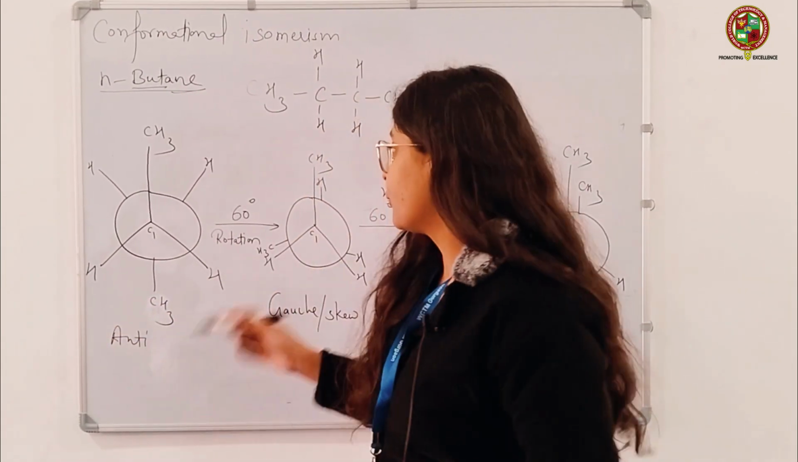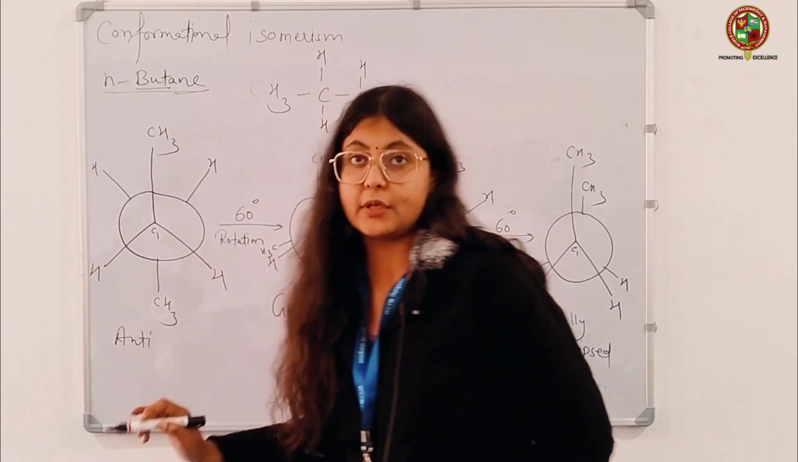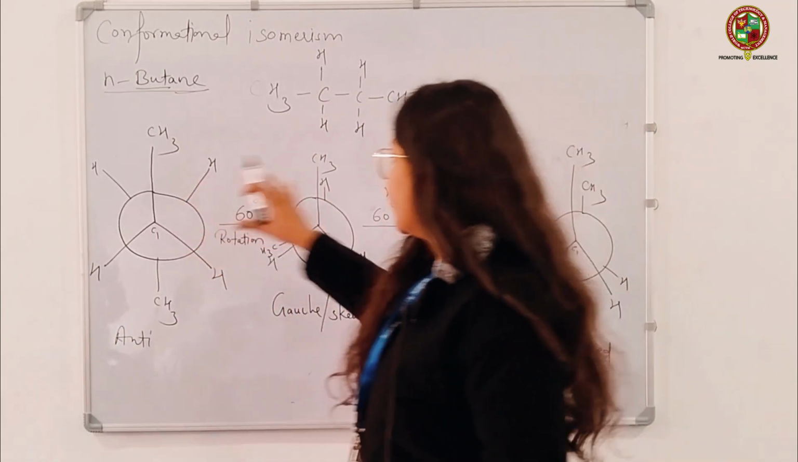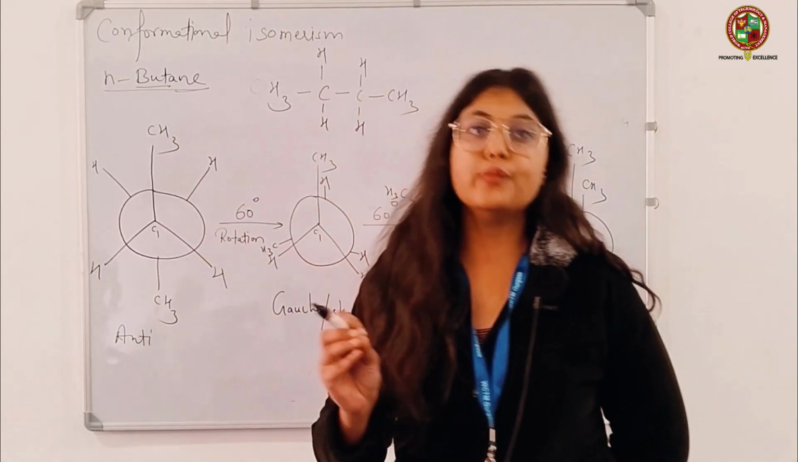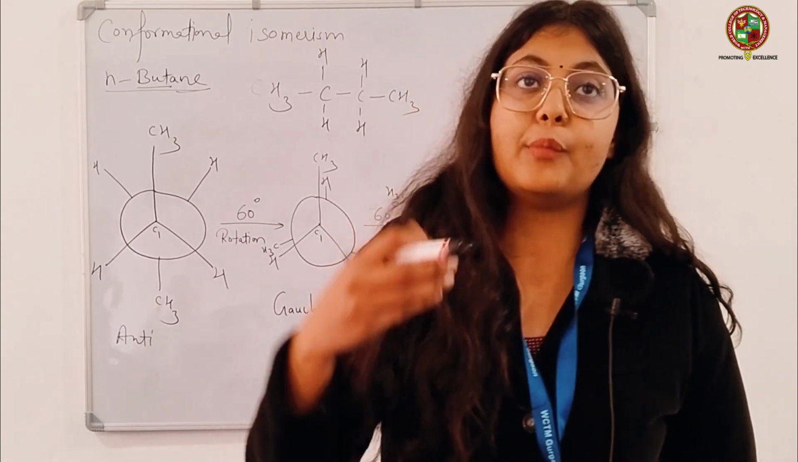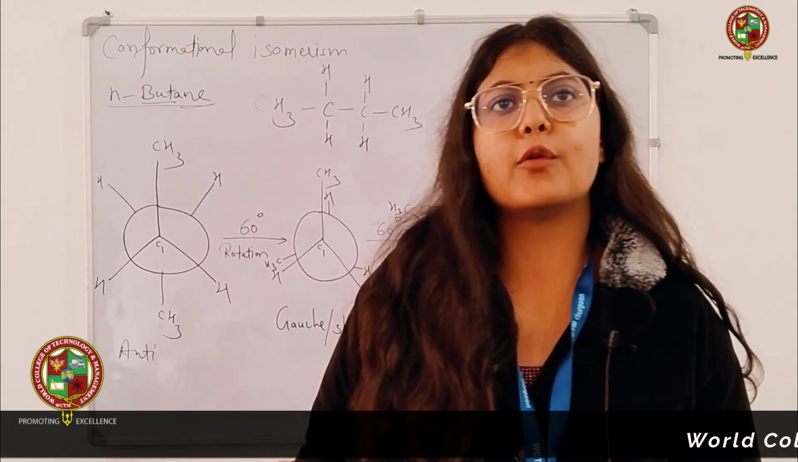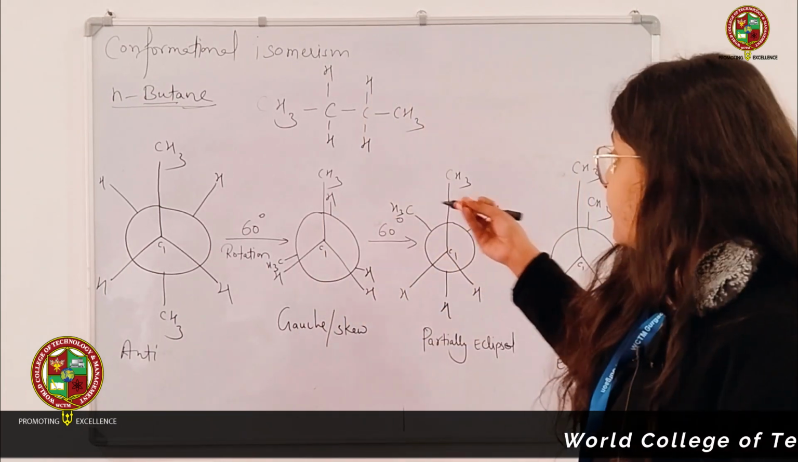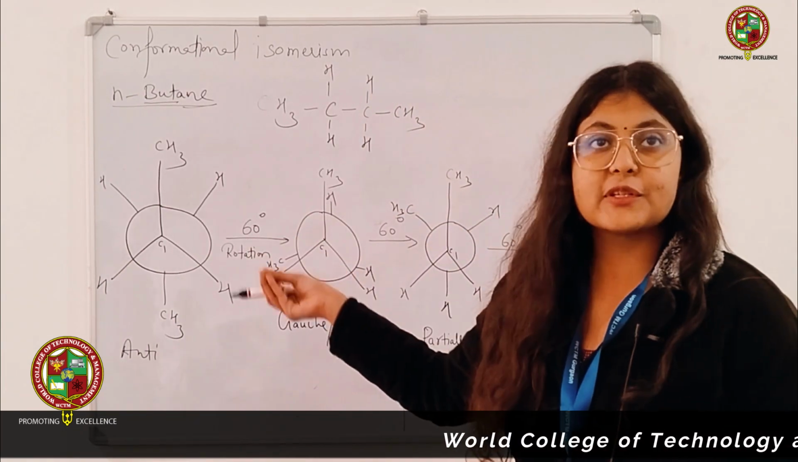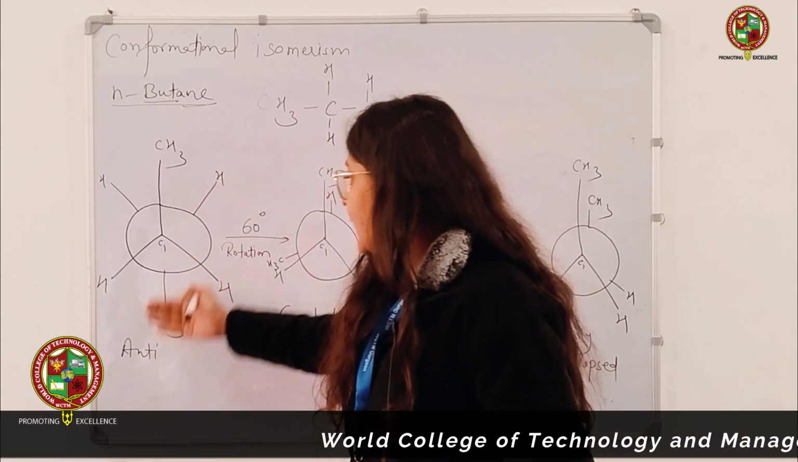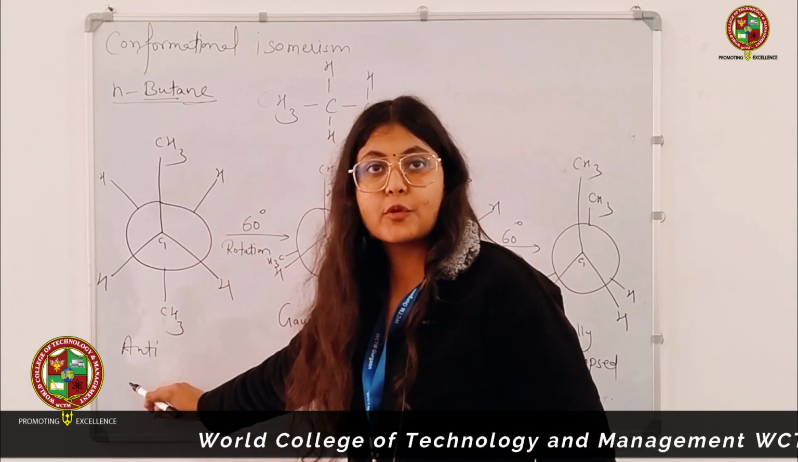The first conformation of butane is the anti-conformation. So how can we draw this? We are drawing all these structures in Newman's projection. Many projections are there: Newman's, Sawhorse, Fischer projection. We have to draw it in Newman's projection. So butane can be drawn in Newman's projection like that.